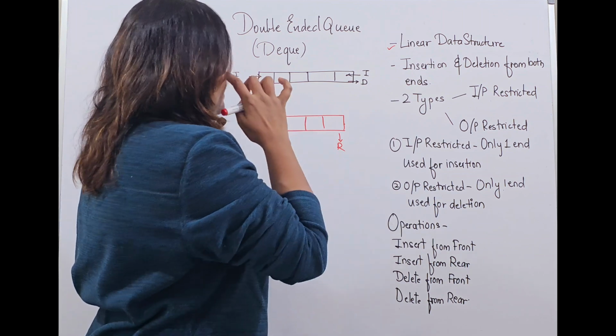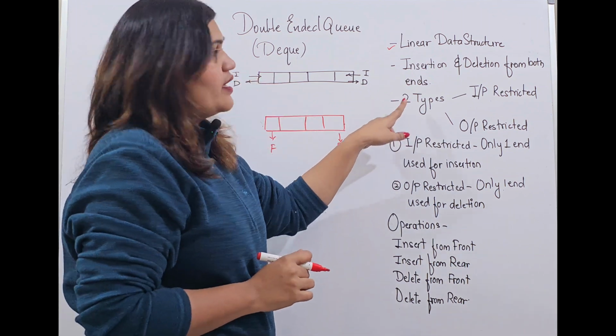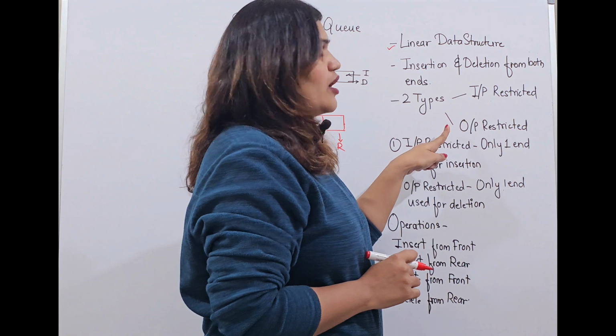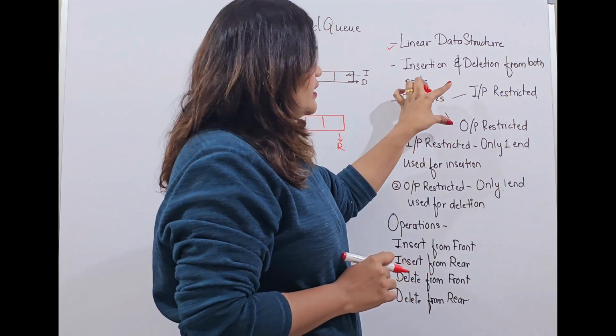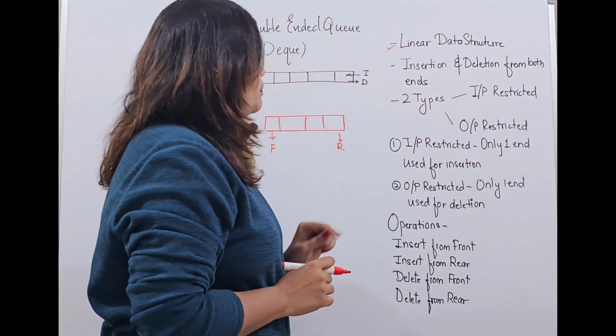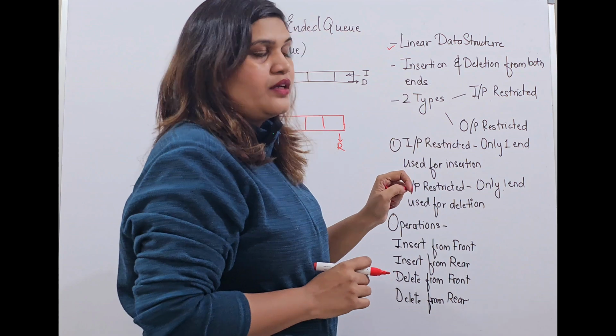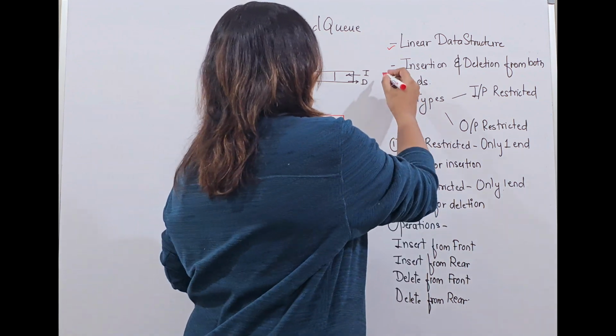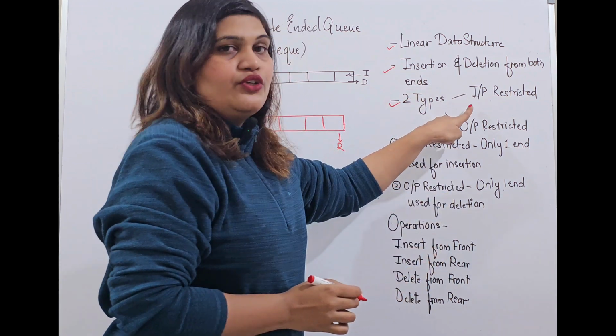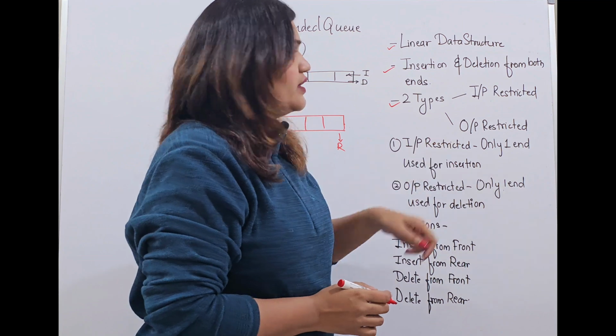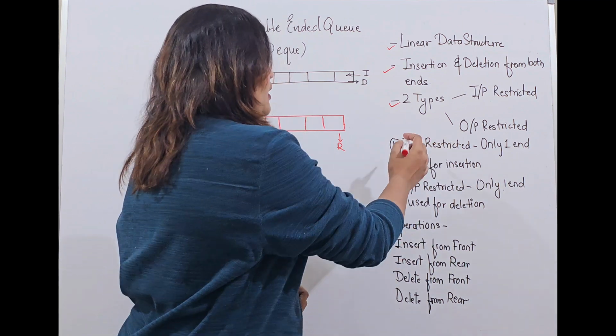Okay, next, two types of queues. One is input restricted and second is output restricted queue. We are going to see in detail what these two types are. But for now, remember this pointer where it says two types, input restricted and output restricted. Let's try to see the next point that is there.